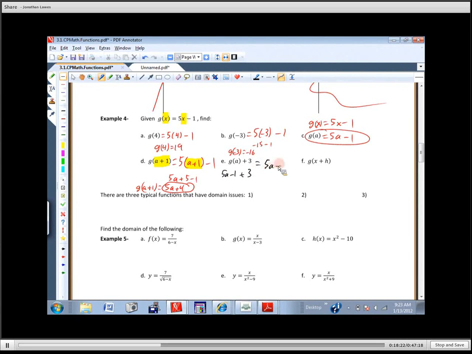Okay. Would you do F? F is find G of x plus h. G of x plus h.